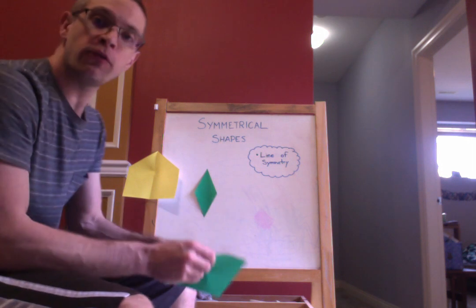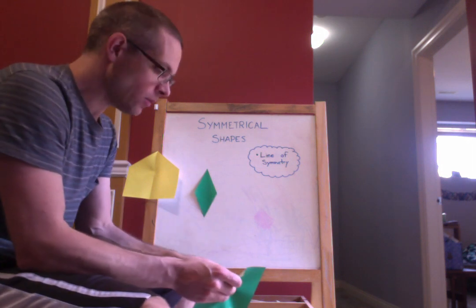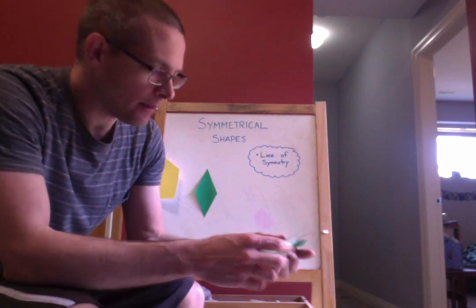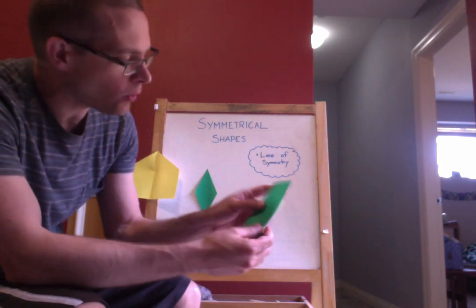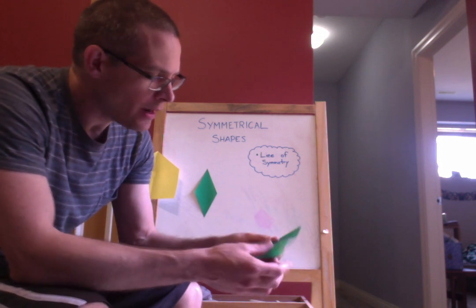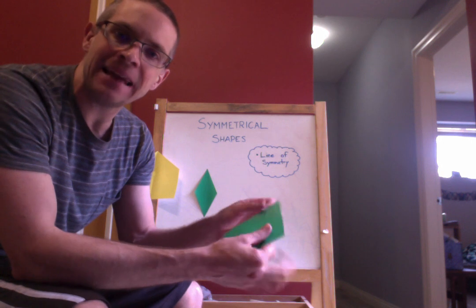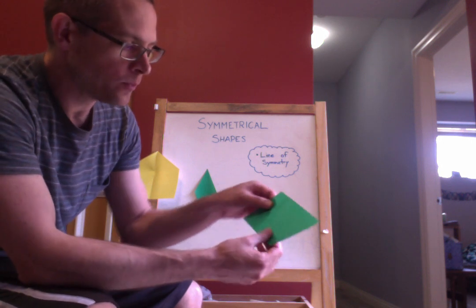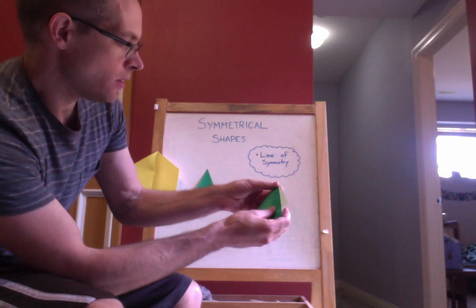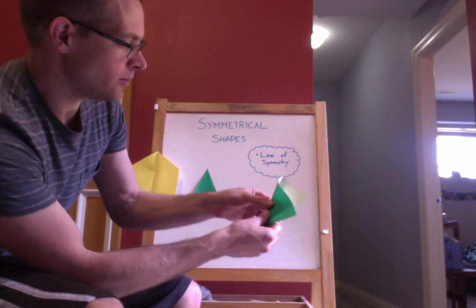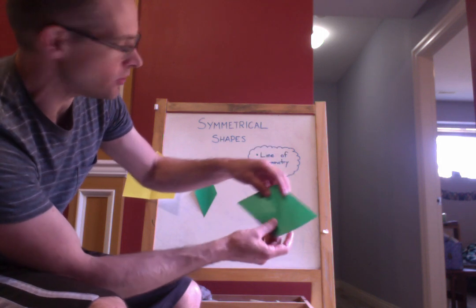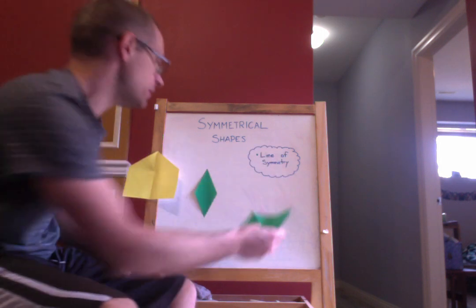See if we can fold it or divide it in a way where both parts are exactly the same. I'm going to try folding it this way. It's not working there. These corners are not working there. I can't find any line of symmetry in this shape, right? Even if I divide it here, it's not symmetrical. It's not exactly the same. Right? It's close, but it's not. I can't find a line of symmetry.